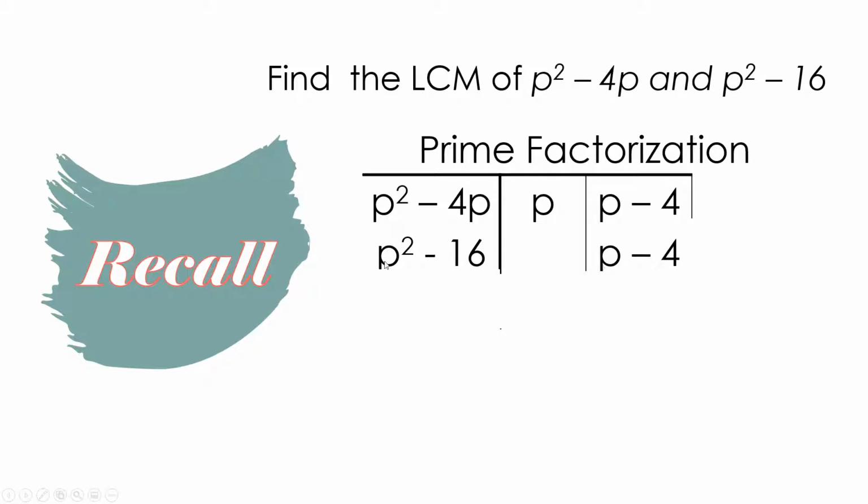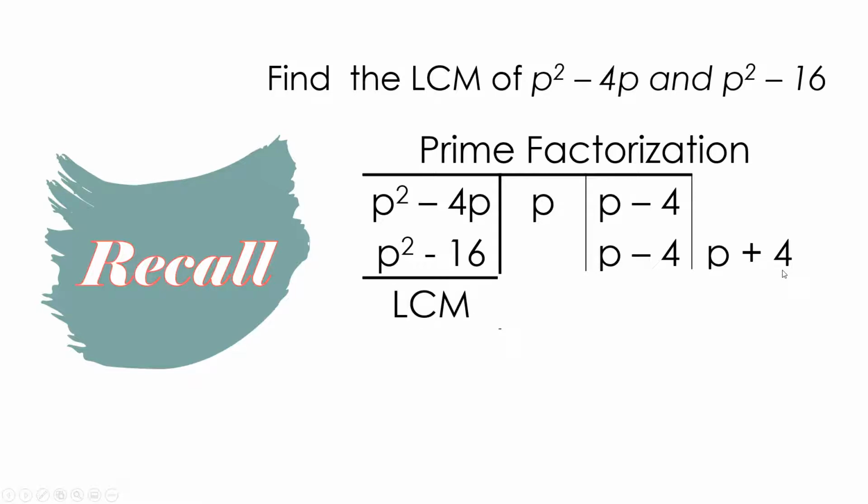So the square root of p squared is p, and the square root of 16 is 4. So as I said, it is a difference of two squares. The other factor of p squared minus 16 is p plus 4. So if we multiply p minus 4 and p plus 4, the answer is p squared minus 16.